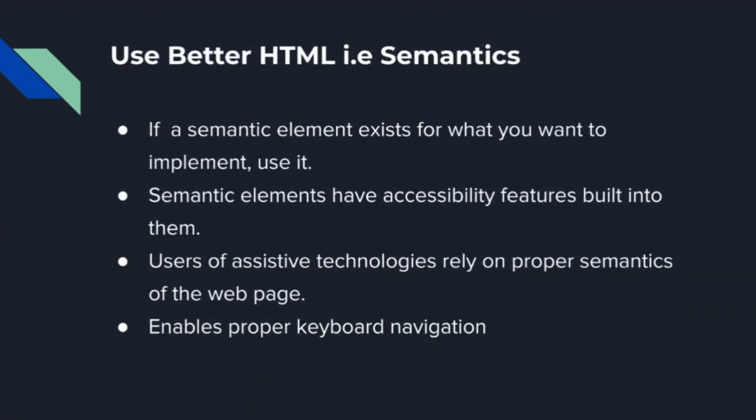So here we have the first one, which is use better HTML, i.e. semantics. In HTML, there are different types of elements. You've seen the div, you've seen the p tag, you've seen the span, you've seen the main, and the header, the title. These are all HTML elements.